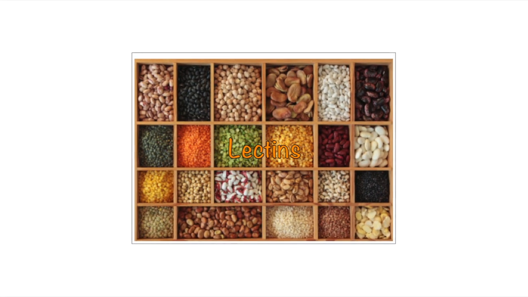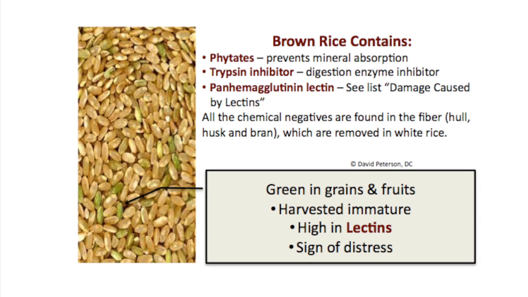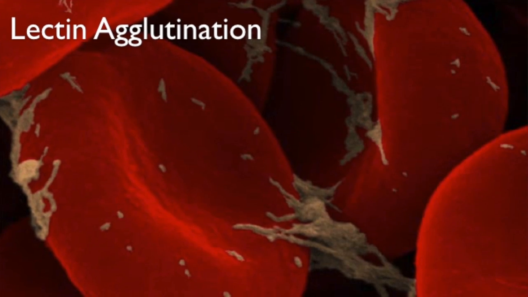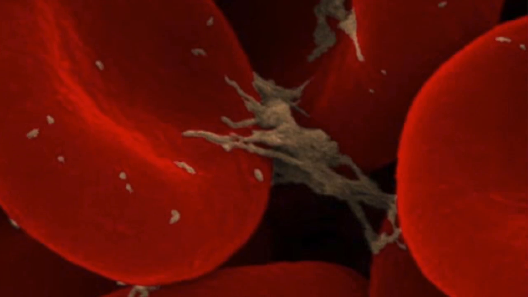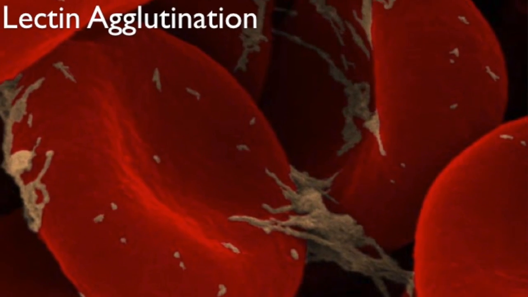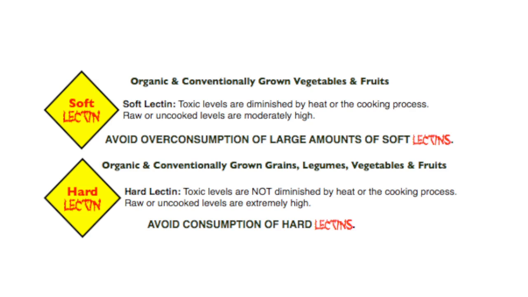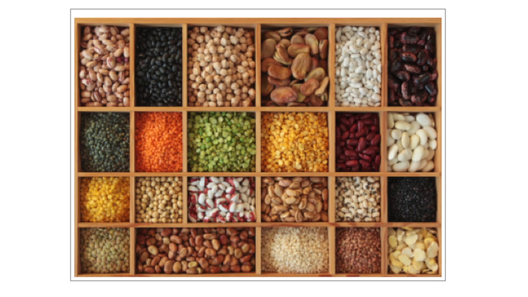Plant lectins, also known as phytohemagglutinins or hemagglutinins, have been shown to possess a remarkable array of biologic activities. They can bind to erythrocytes simultaneously with immune factors that cause hemagglutination and anemia. Many of the toxic soft lectins are destroyed by the normal cooking process. However, 60% of the hard lectins in beans and legumes survive the sprouting and cooking process.